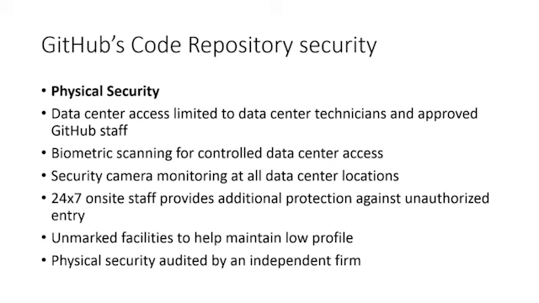They have security camera monitoring at all data center locations. So again, another security control. Security cameras could be a deterrent, and it could be detective. They have 24/7 on-site staff providing additional protection against unauthorized entry. Sounds to me like a fancy way of saying a security guard, right? So another deterrent. Unmarked facilities to help maintain low profile. So they don't go put a big logo on the side of the building.